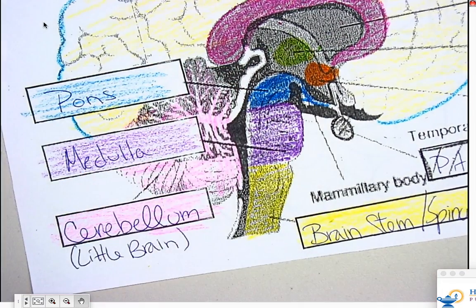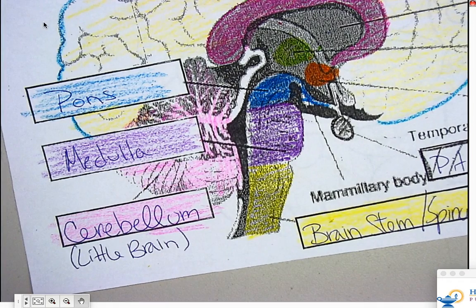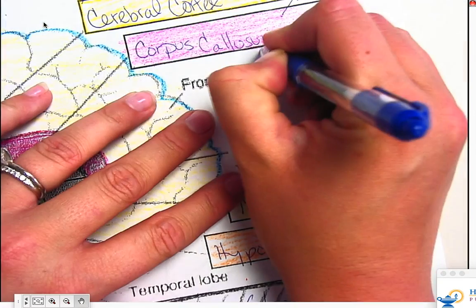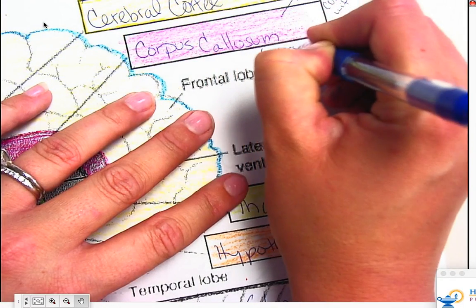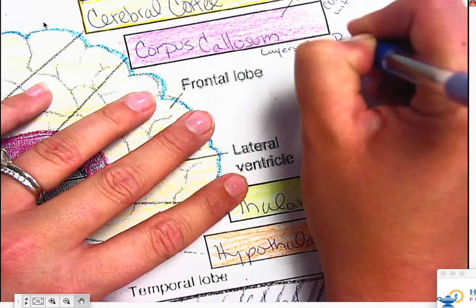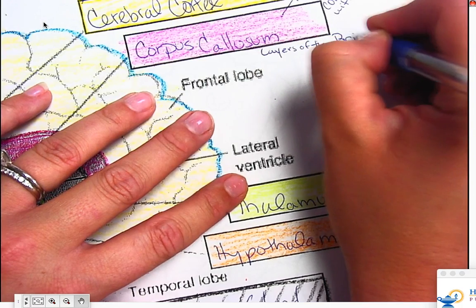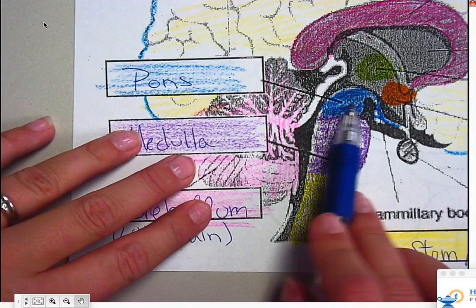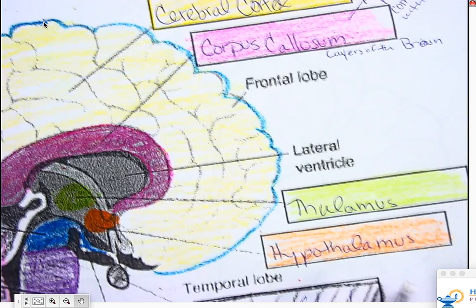Okay, now on this side there's one other thing that you need to know. I have plenty of room over here, so I'm going to do this. This is called the layers of the brain. Now, the layers of the brain is very important. Where are the pons? Pons are located right here. Okay, so your layers of your brain.